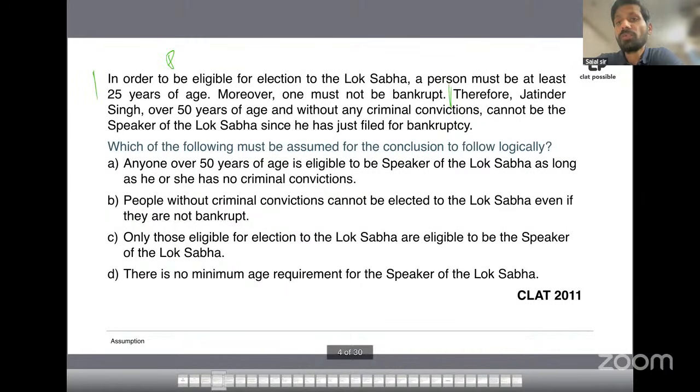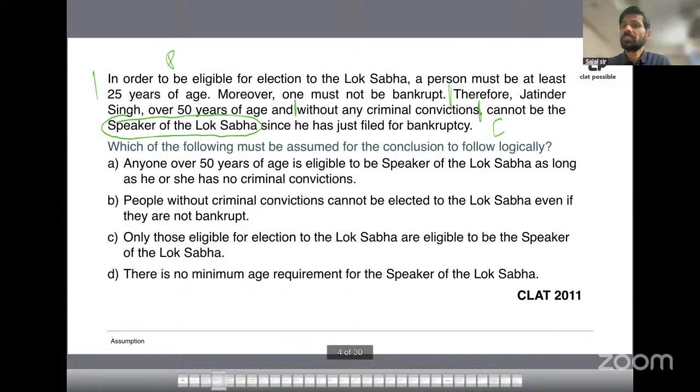Therefore, Jatinder Singh, over 50 years of age and without any criminal convictions, cannot be the Speaker of the Lok Sabha since he has just filed for bankruptcy, right? So, in the conclusion, we have two pieces of information that are new. One is this part, which is without any criminal convictions, and the other and the more important part is Speaker of the Lok Sabha, because the conclusion is about this, right?